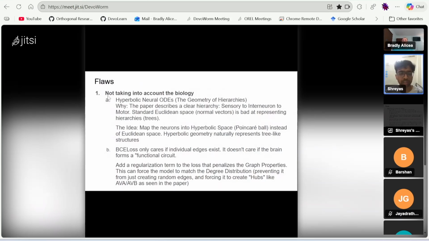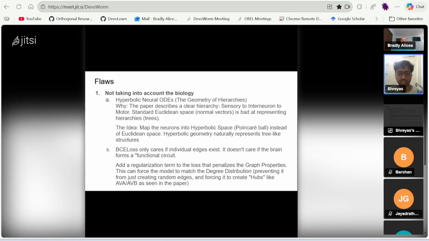So for the flaws, as I stated earlier, what I'm not taking into account as of now is the biology part. I have just used math as of now. So I intend to use hyperbolic neural ODEs. Why hyperbolic neural ODEs? The paper describes a clear hierarchy from sensory to interneuron to motor and so on. The standard Euclidean space, the normal vectors, is bad at representing hierarchies and trees. So we can map the neurons into hyperbolic space, say a Poincare ball, instead of Euclidean space, and hyperbolic geometry naturally represents trees and hierarchy. If we compute in that space, maybe we can have a better representation of hierarchy and a better outcome.